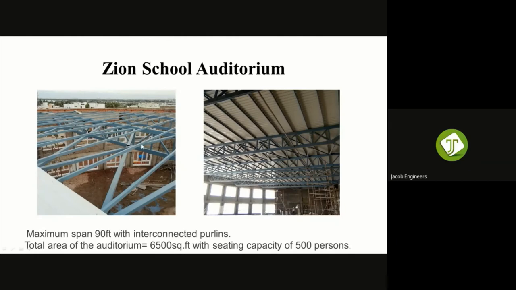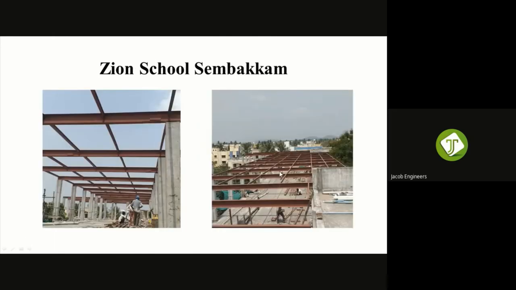You can check the cross section of this one. Tubular section just to support the roof. But all these are checked under the wind load criteria, whether it is passing the wind load criteria or not. That one will be checked. So here, yes. So this is one more structure in Sembakkam, the same Zion School at Sembakkam. Here you can see that corridor with I sections as the rafters and panels. Purlins are attached here. Here the installation also you can see how it is being executed at site.